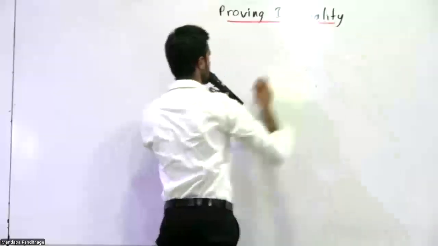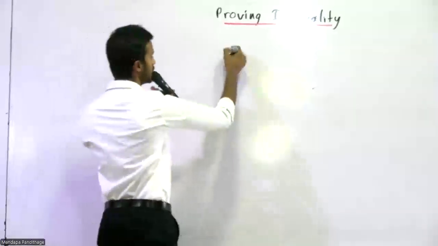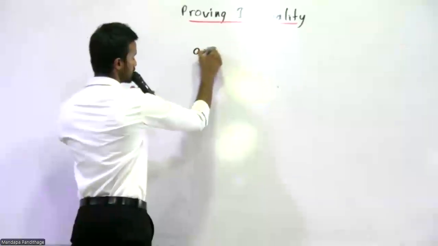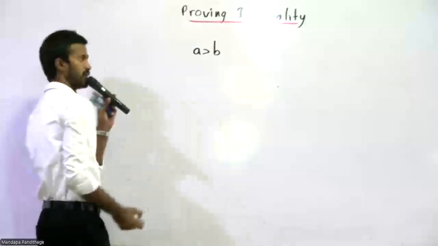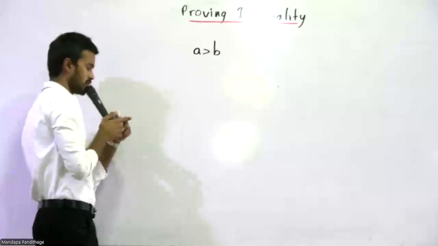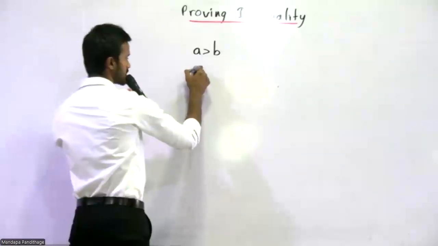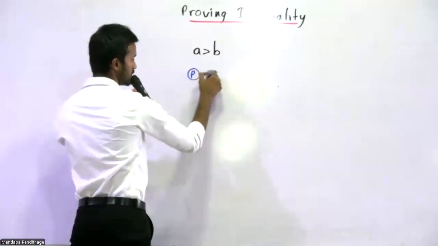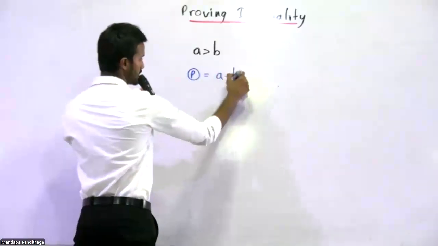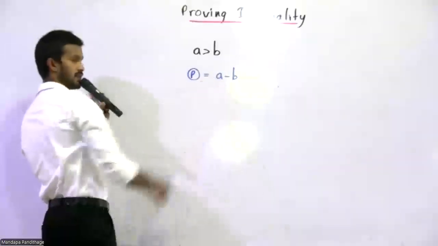So how do we prove an inequality? Assume that you are supposed to show that A is greater than B. So when A is greater than B, what we have to do here is, I told you, we write a particular expression P such that P equals A minus B. So B I'm taking to this side, I'm writing it as A minus B.